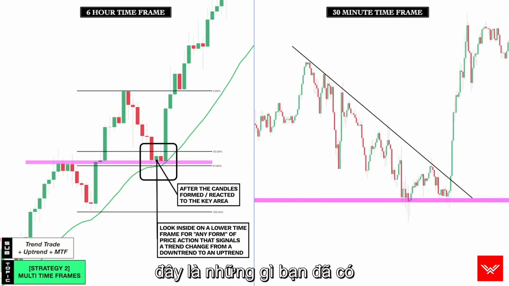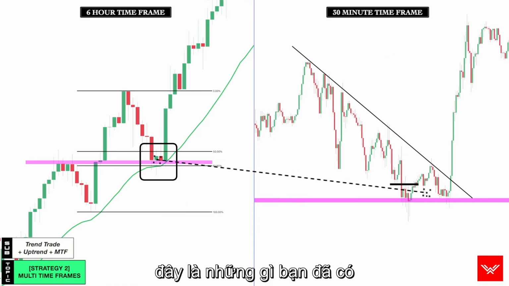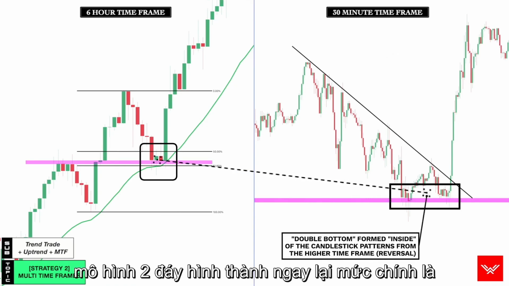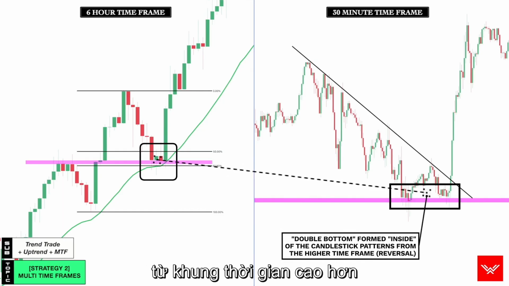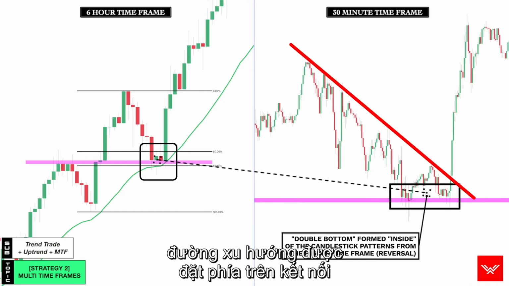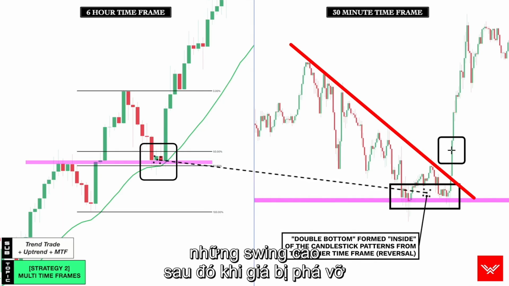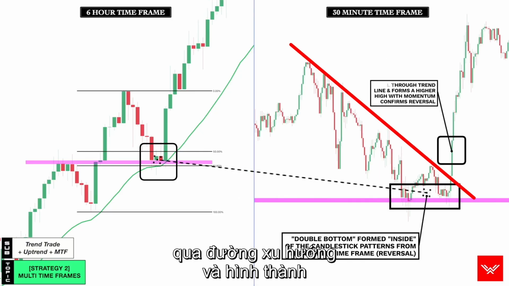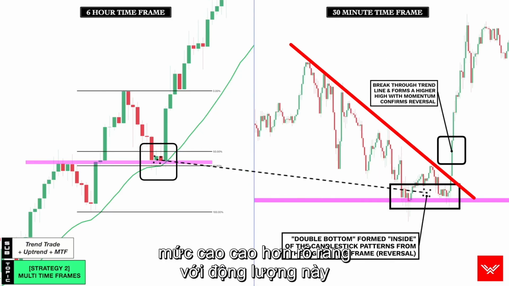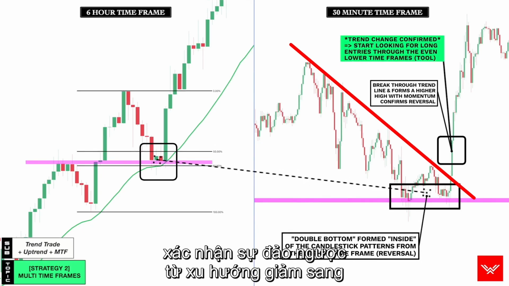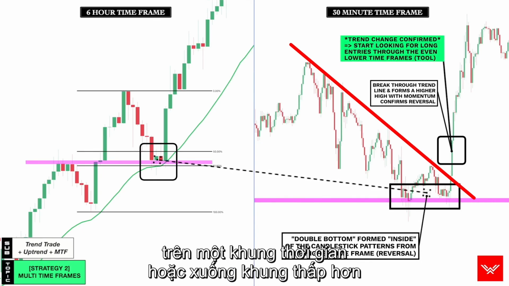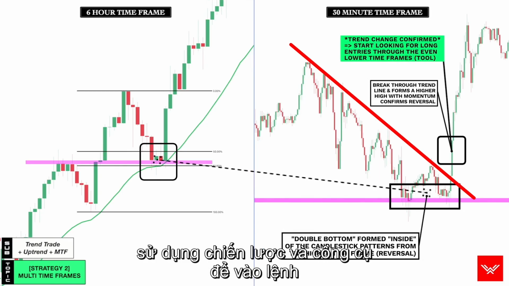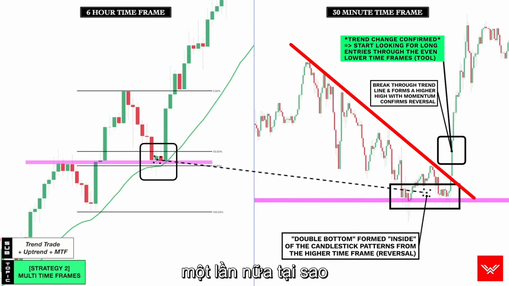And in this case here, here's what you had. The double bottom formed right at the key support level and inside of the long wick candles from the higher time frame. Trend line placed above, connecting the swing highs. Then once price broke through the trend line and formed a clear higher high with momentum, this confirms the reversal from a downtrend to an uptrend, and you would take a long entry on the same time frame or on an even lower time frame using our entry strategy in Tool.